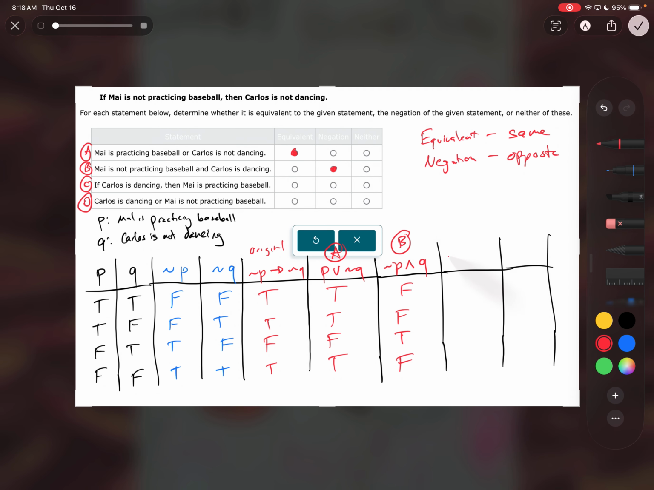Next one, if Carlos is dancing, that's Q, then Mal is practicing baseball. So be careful. The Q comes first here, so I'm going to look at this one first and this one second. If you need to rewrite it, that's fine. If the first is true and the second is false, then it's false. All the others should be true. And that looks like it's equivalent, right? That's the same. True, true, false, true.